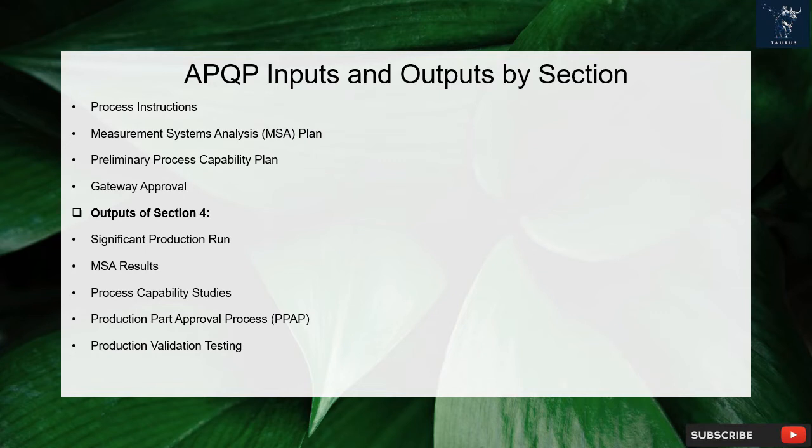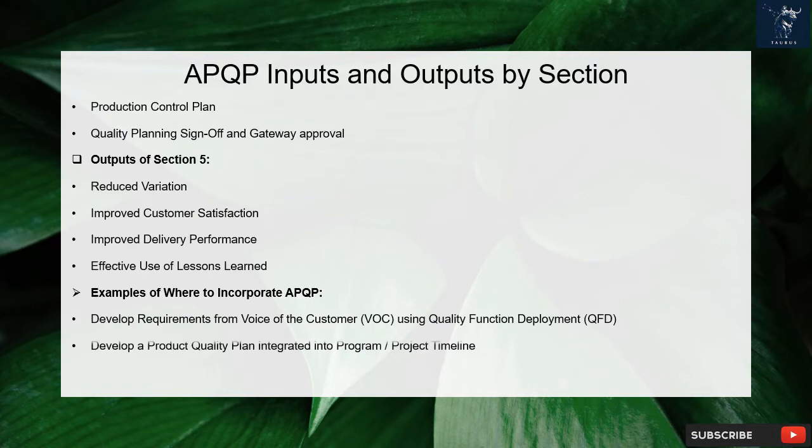Outputs of Section 4. Significant production run, MSA results, process capability studies, production part approval process, PPAP, production validation, testing, packaging evaluation. Production control plan, quality planning, sign-off and gateway approval.